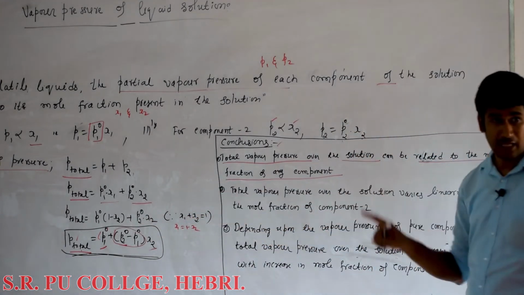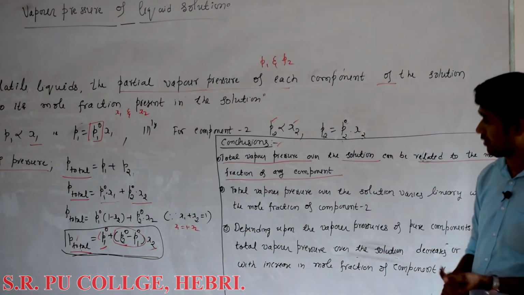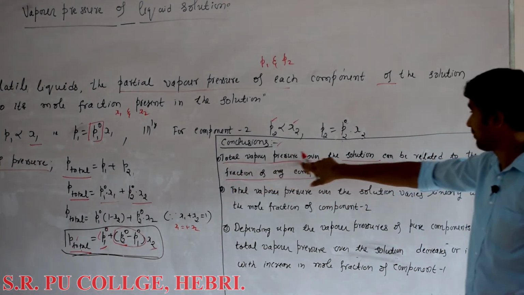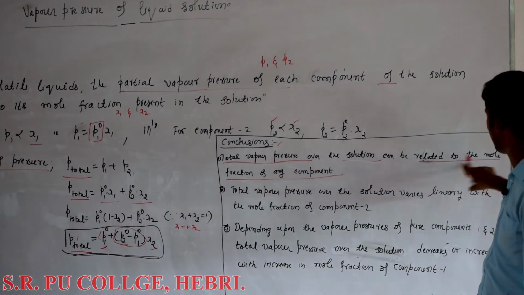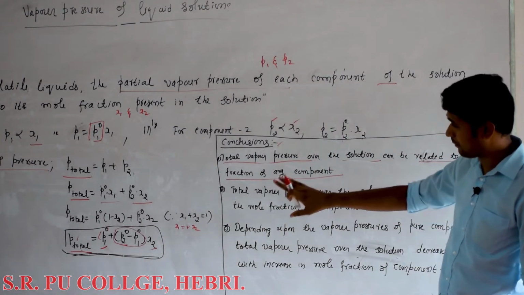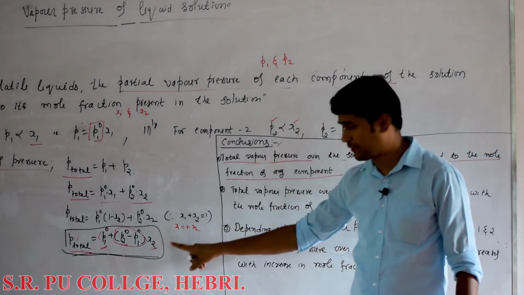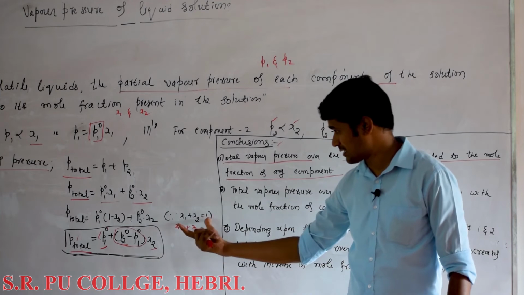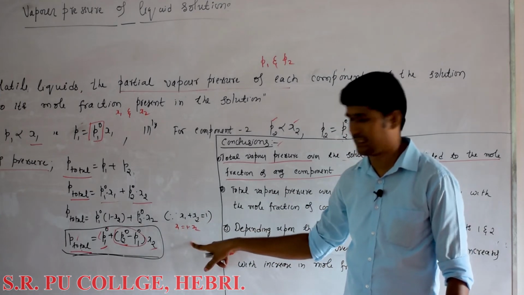That is the partial mole fraction of component 1 or mole fraction of component 2. So that is given here. Total vapor pressure over the solution can be related to the mole fraction of any component, it may be component 1 or it may be component 2. While writing these two mole fractions in terms of 1 and 2, you use this equation.